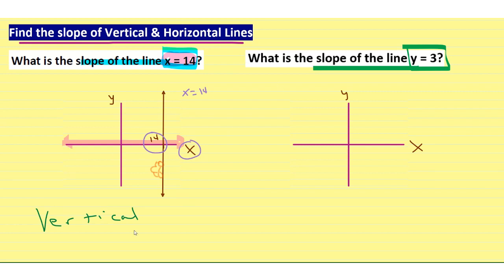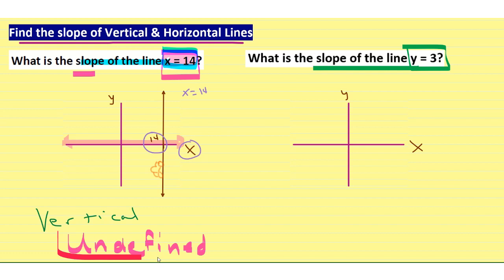Well, if it's impossible, what word do we use in math to mean impossible? Well, undefined. It is undefined. It's impossible for me to drive up a mountain that is that steep. So that means the answer to the slope of the x equals 14 line is going to be undefined.